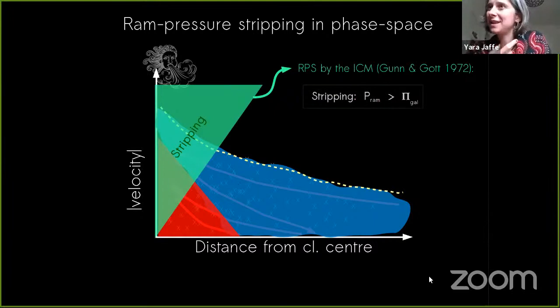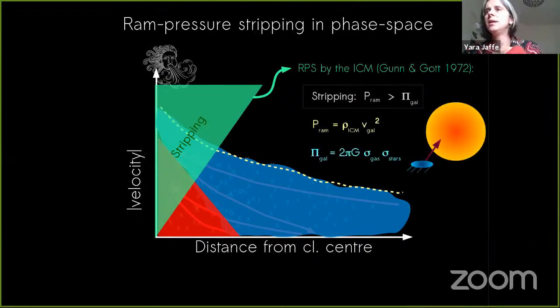But the one thing that we wanted to look at was, where is ram pressure stripping in this orbital history of the galaxies? At which point in the orbits of galaxies do they get stripped? So we took this analytic prescription that I showed you before from Gunn and Gott 72, and we essentially blended this into the phase space diagram.